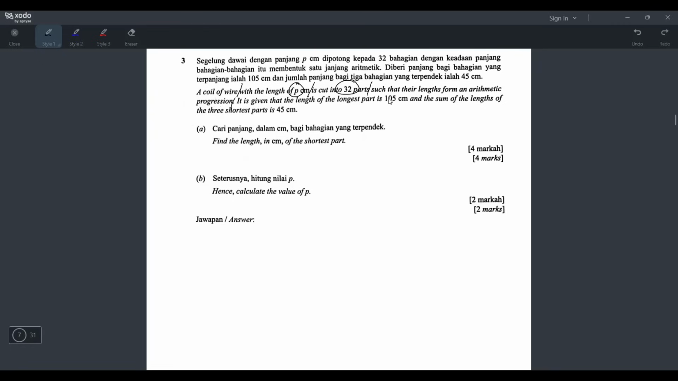It is given that the length of the longest part is 105 cm and the sum of the length of the 3 shortest parts is 45 cm. Question A, find the length of the shortest part.